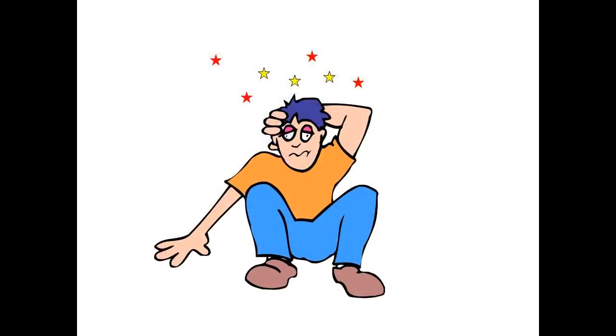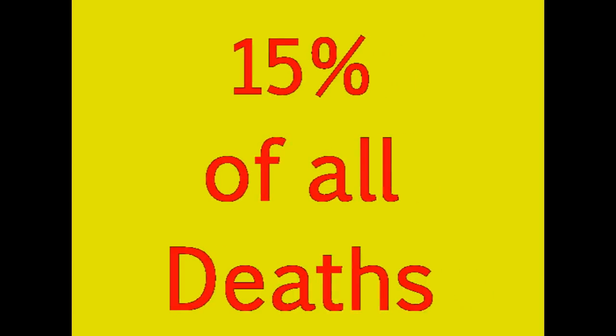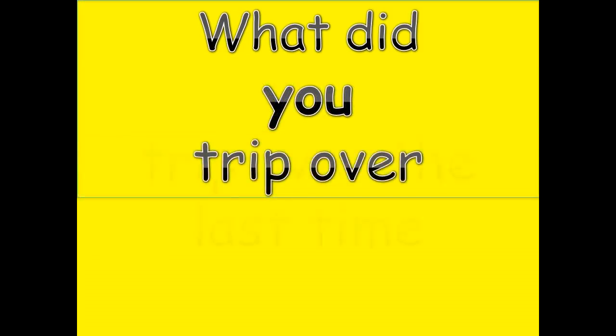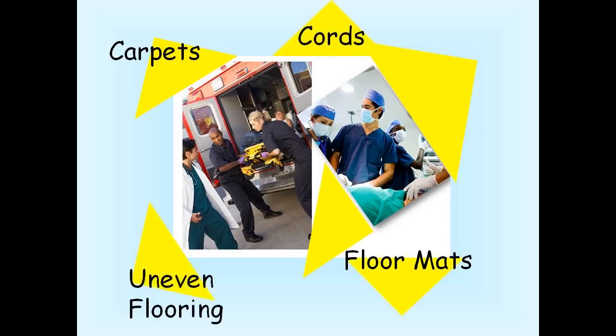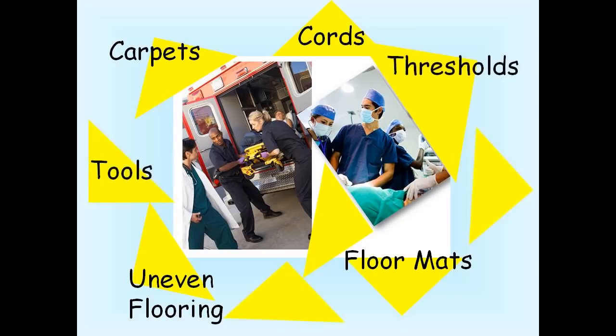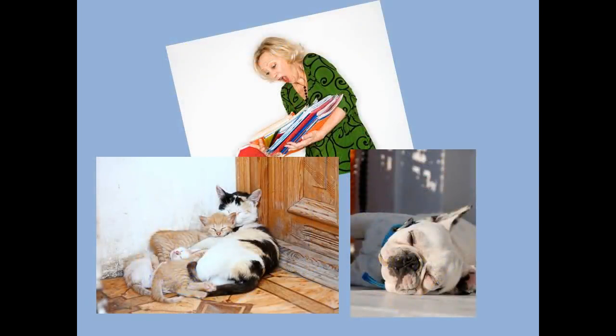If you're lucky, you'll walk away with a few bumps and bruises, but for the not so lucky, falls result in 15% of all accidental deaths and are second only to motor vehicles as a cause of fatalities. What did you trip over the last time you fell? People tend to trip over things that we see all the time but don't normally notice. Things like a slightly curled up edge of a carpet or mat, extension cords, uneven walking surfaces like cracks in sidewalks or other walking surfaces, thresholds in doorways, tools, even those cute little pets snoozing in doorways cause hundreds of falls every day. Can you spot the trip hazards in this photo?